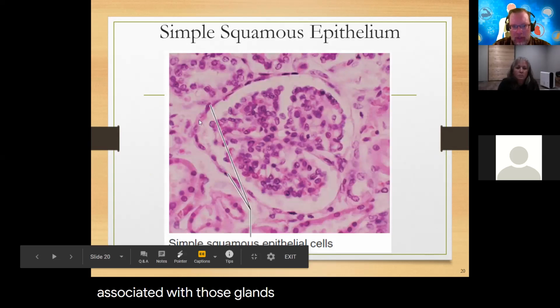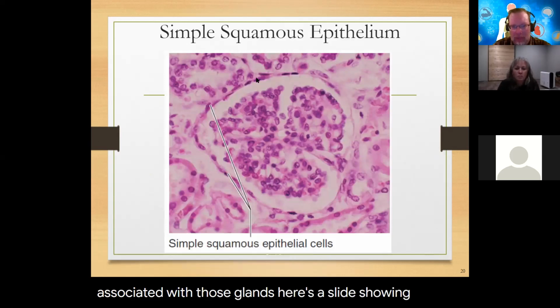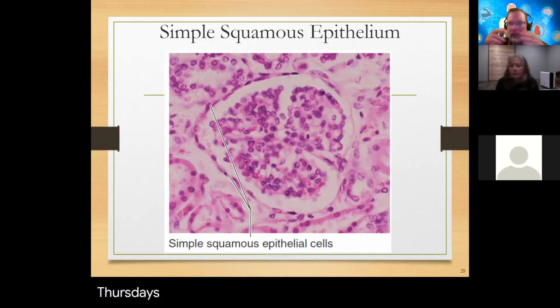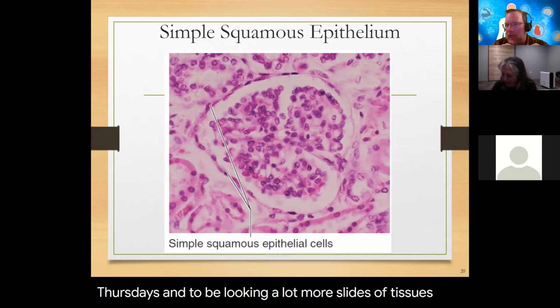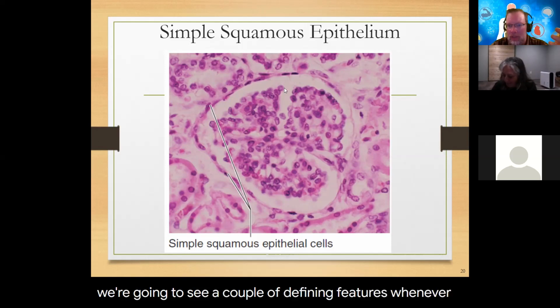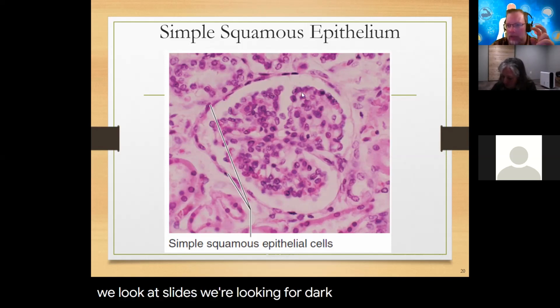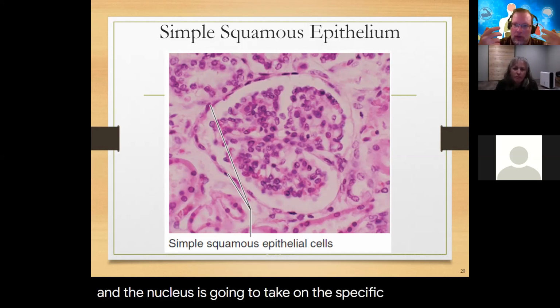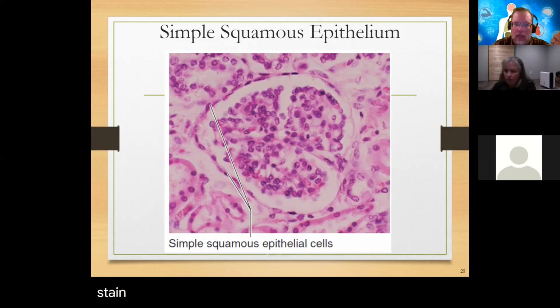Here's a slide showing simple squamous epithelium. By the way, as we look at slides today, we'll see a few, but our focus on Thursday is going to be to look at a lot more slides of tissues. We're going to see a couple of defining features. Whenever we look at slides, we're looking for the dyed aspects, and these purple circles have been dyed. This is the nucleus. Chromosomes and some of the chromatin in the nucleus are going to take on some of the specific components that are in the dyes that we use for staining.